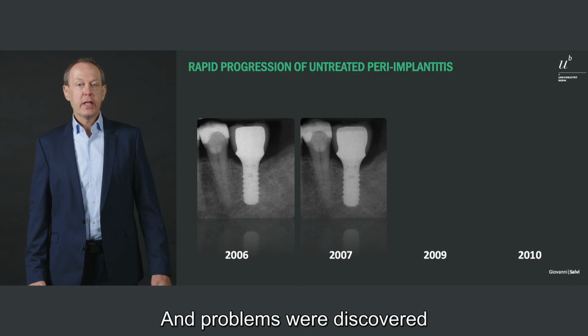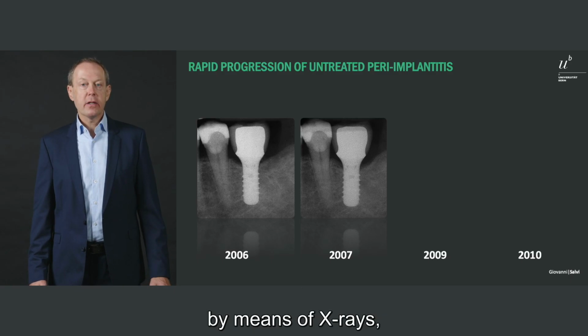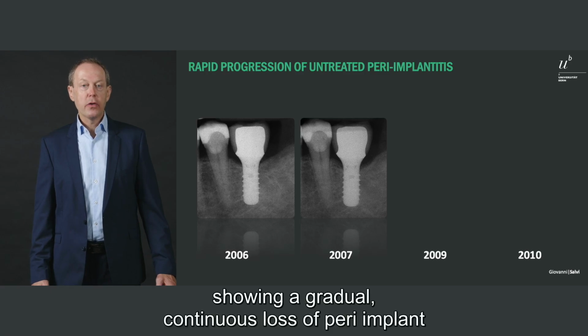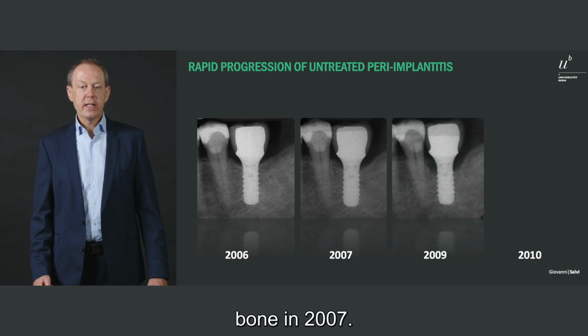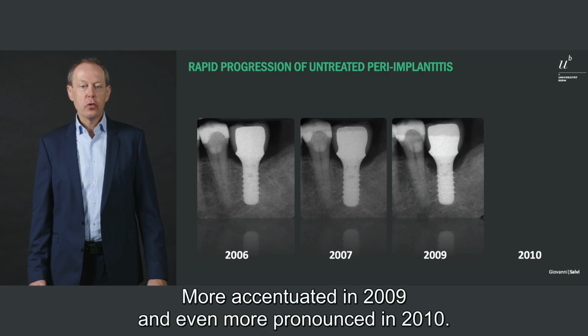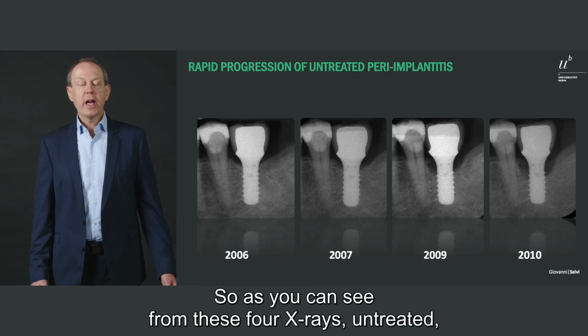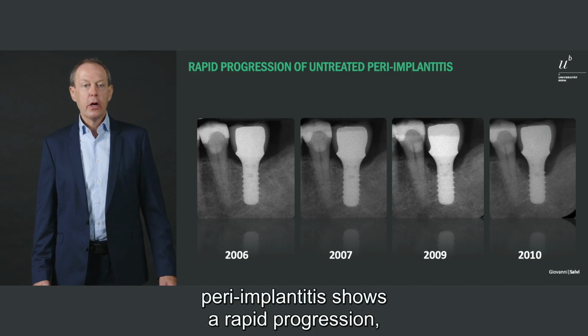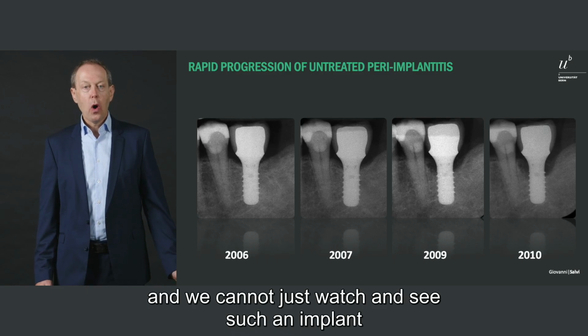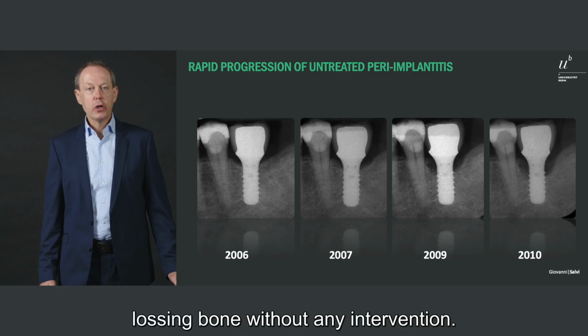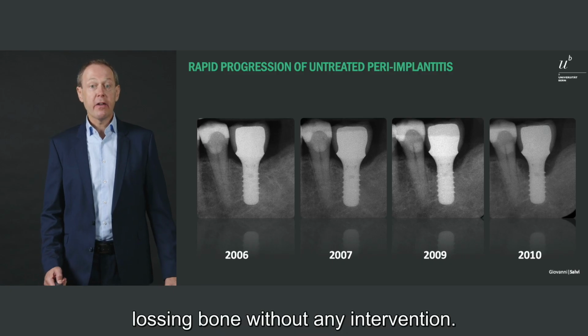And problems were discovered by means of X-rays showing a gradual continuous loss of peri-implant bone, 2007, more accentuated 2009, and even more pronounced in 2010. So as you can see from these 4 X-rays, untreated peri-implantitis shows a rapid progression, and we cannot just watch and see such an implant losing bone without any intervention.